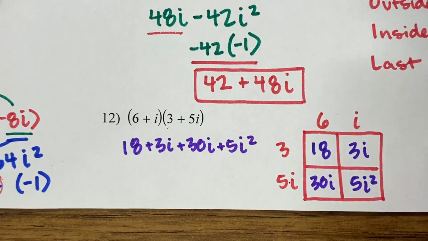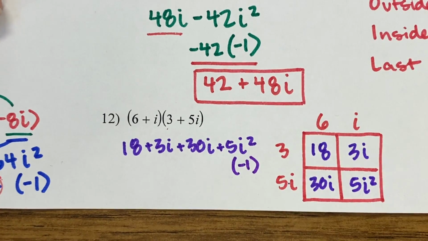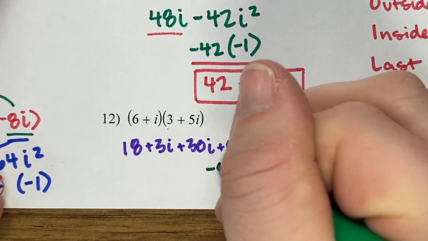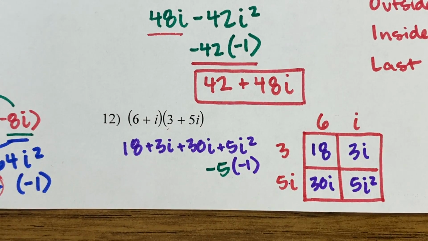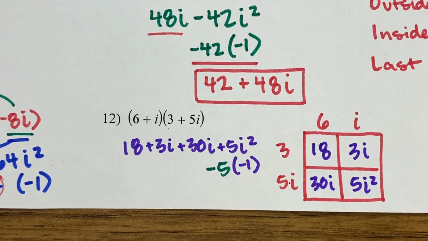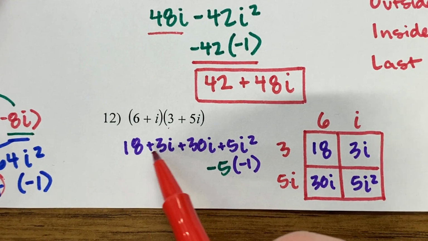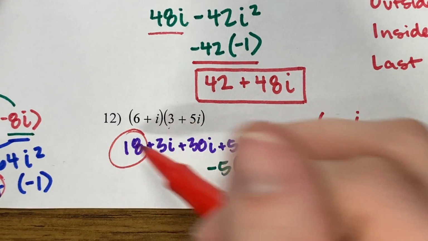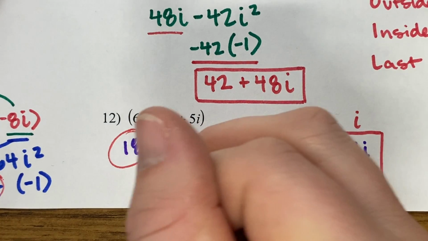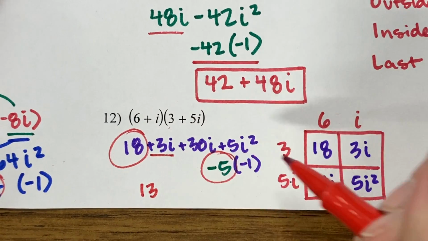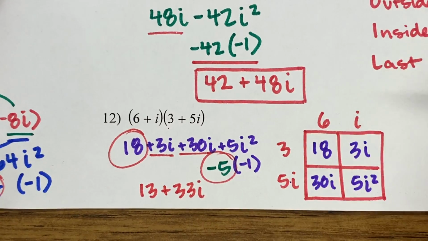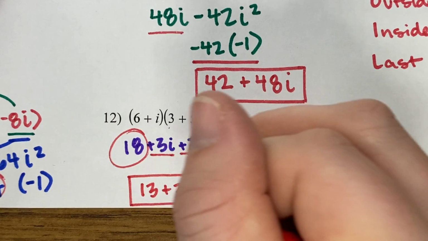Well, I see my rule here. I have an i squared, so that's going to turn into a negative 1, or 5 times negative 1. 5 times negative 1 turns into negative 5. And now I can just combine my like terms to get my final answer. So now I have 18 plus 3i plus 30i minus 5. Let's do my constants first. 18 minus 5 gives me 13. 3i plus 30i is 33i. And there's my final answer, my complex number.